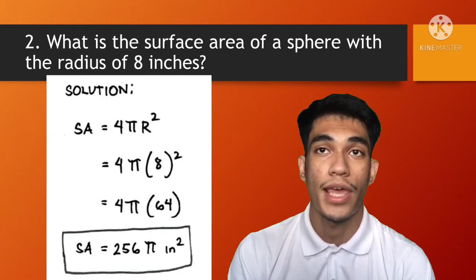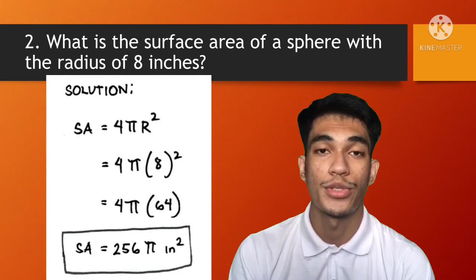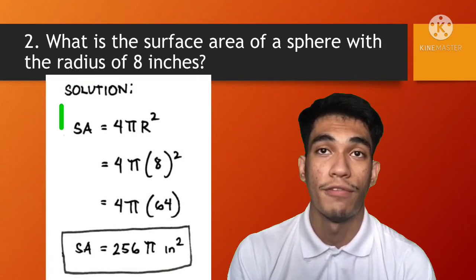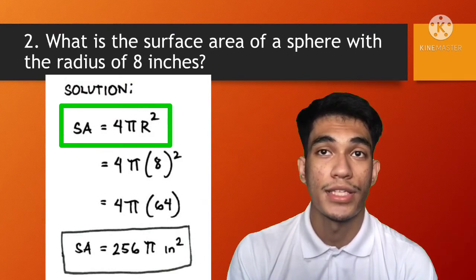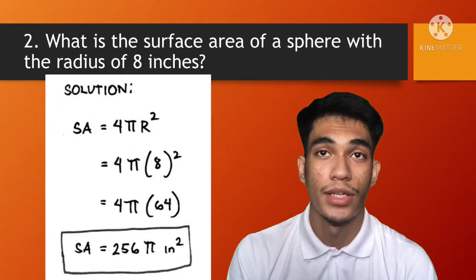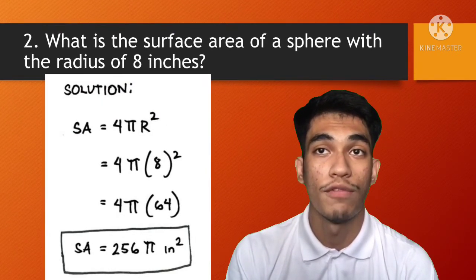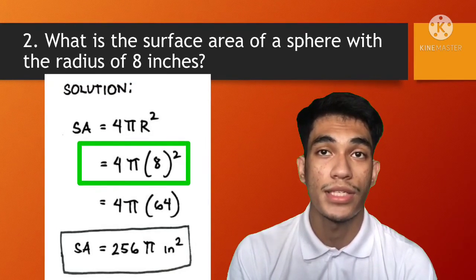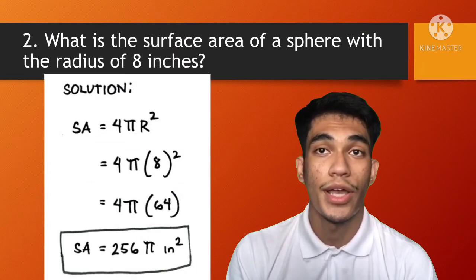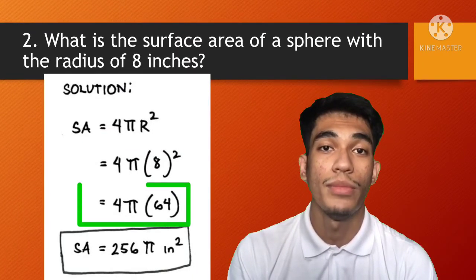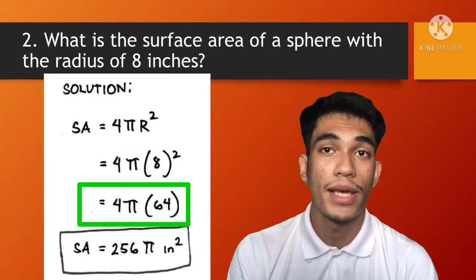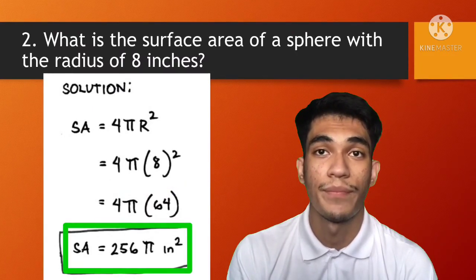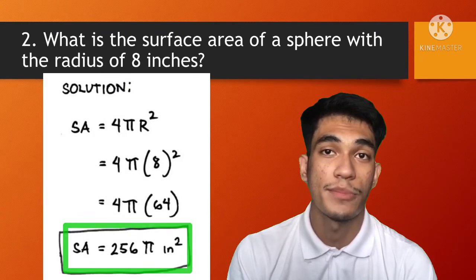Problem number 2. What is the surface area of a sphere with a radius of 8 inches? Well, let's begin by writing the formula first. The surface area is 4 pi times r squared. And we already have the value of r, it's 8 inches. So it's 4 pi times 8 squared. And 8 squared, or 8 times 8, is going to be 64. And if you multiply 64 by 4, that's going to give you 256. So the answer is 256 pi.